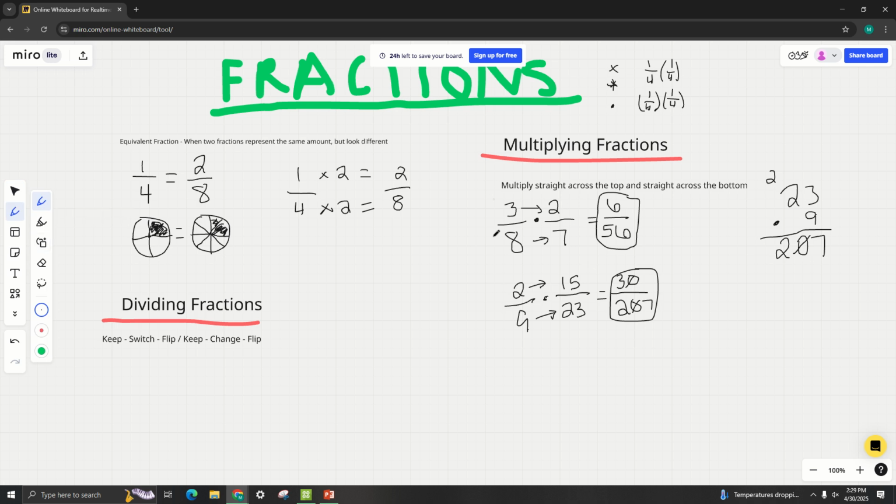So I'm actually going to use the same example here, 3/8 and 2/7, but instead of multiplying, we're going to be dividing, because that's what we're doing now. So we're going to do 3/8 divided by 2/7. So keep, switch, flip. We're going to keep our first fraction, 3/8 will stay the same.